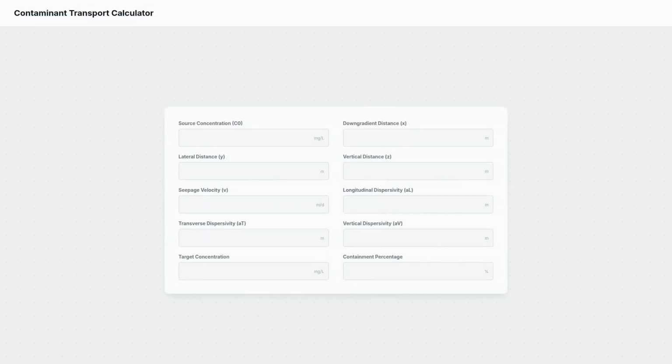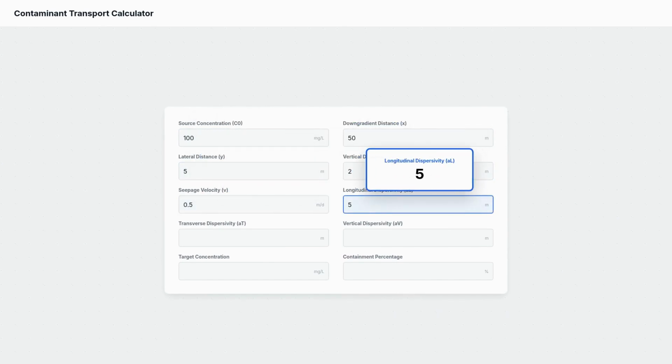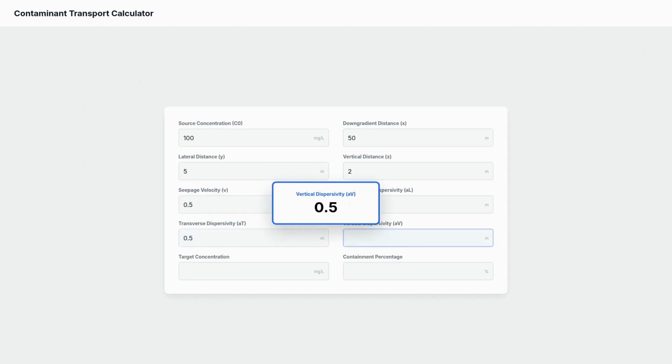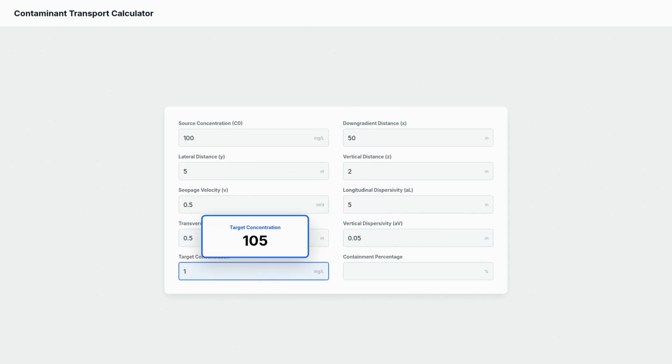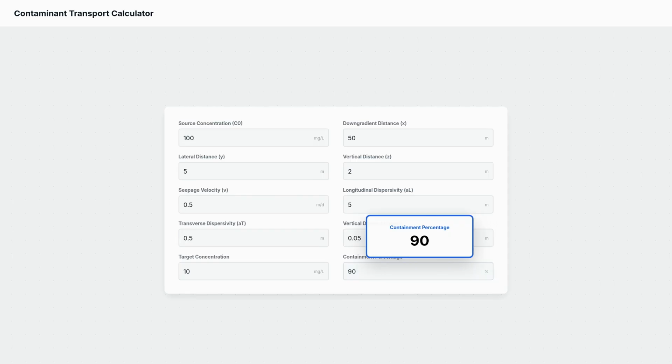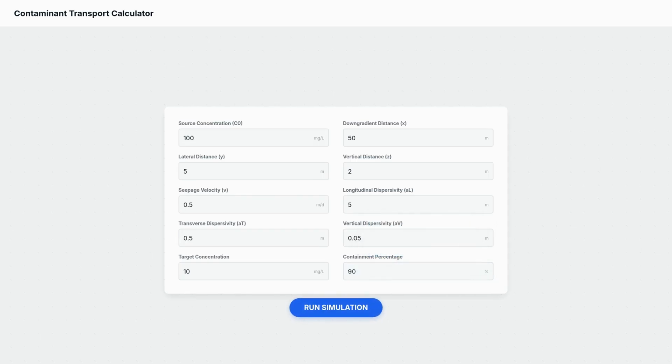For our example, source concentration 100, down gradient distance 50, lateral distance 5, vertical distance 2, seepage velocity 0.5, longitudinal dispersivity 5, transverse dispersivity 0.5, vertical dispersivity 0.05, target concentration 10, and containment percentage 90.